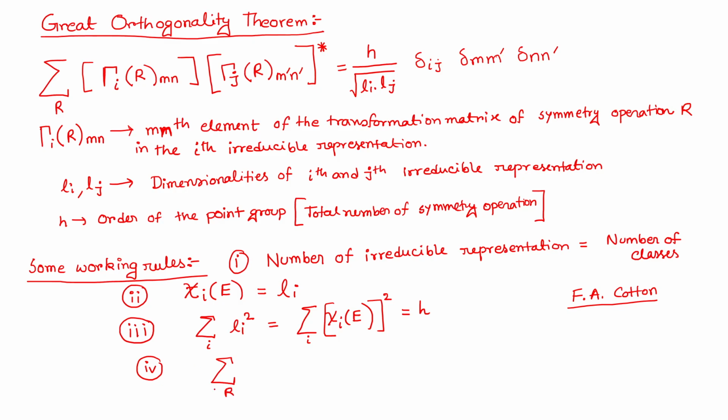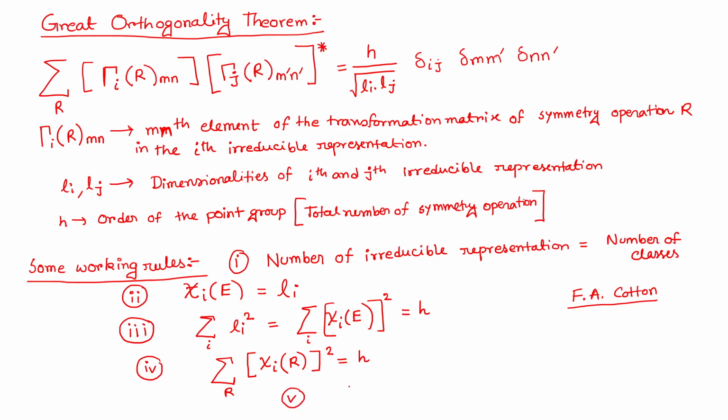So one of them will be: if you sum over the symmetry operations, the character of the ith irreducible representation of a particular symmetry operation, if you take a square of that, again you are going to get h, the order of the point group, or the total number of symmetry operations. This is a little different from the previous one. The previous one was a sum over i, along the irreducible representations. Now, for a particular irreducible representation, you are summing over all the symmetry operations.